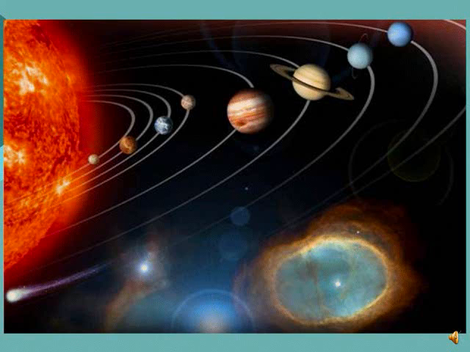So once again, here is a picture of the solar system. Again, it is not drawn to scale. You can also see a planetary nebula down at the bottom. On the right-hand side, you can see a comet that is going around the sun.